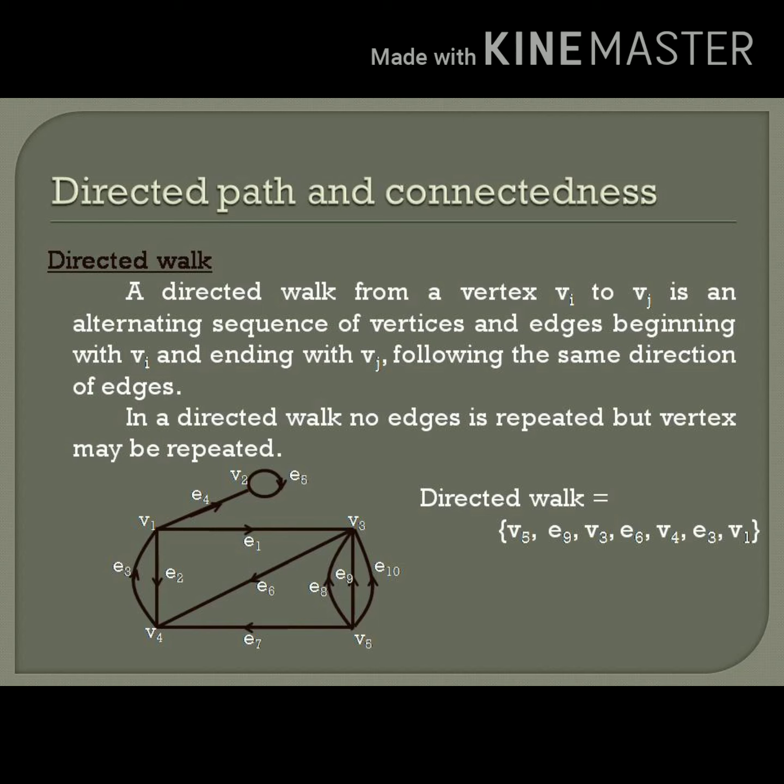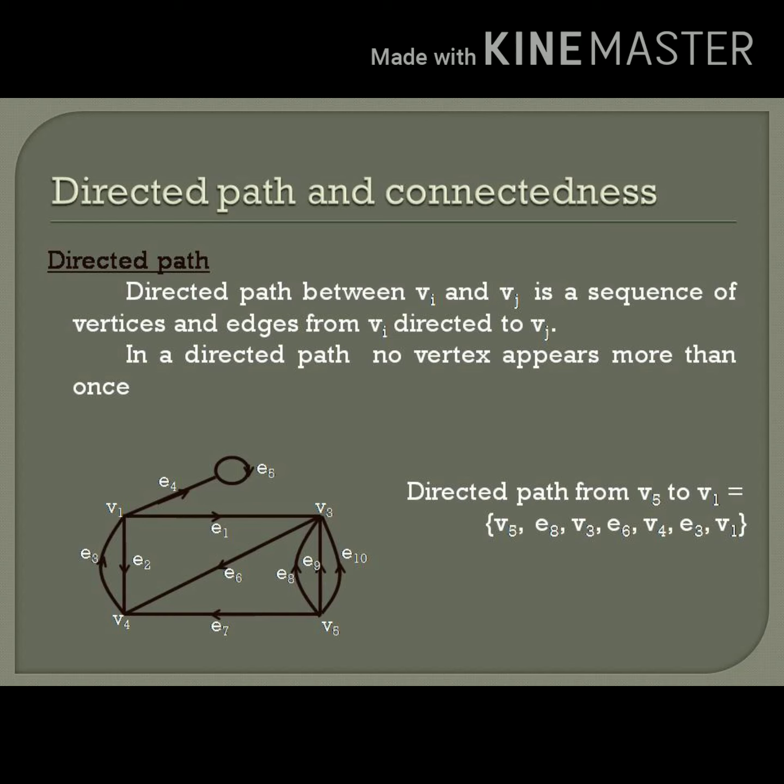See the example here in the graph. Here V1, V2, V3, V4, V5 are the vertices, and E1, E2, E3, E4, E5, E6, E7, E8 are the edges. So it is a graph. In this, the directed walk starts with V5. V5 to V3 through the edge E9, V3 to V4 through the edge E6, and V4 to V1 through the edge E3. So this is a directed walk.